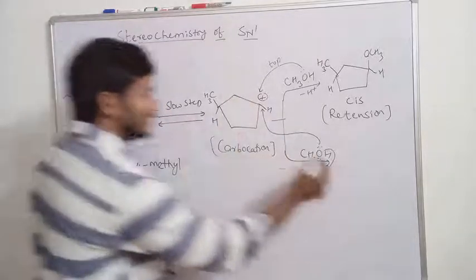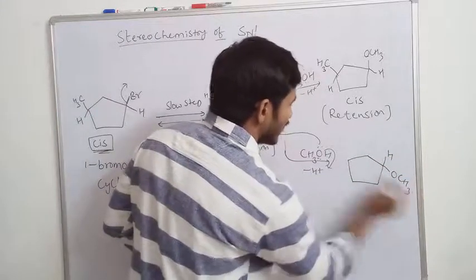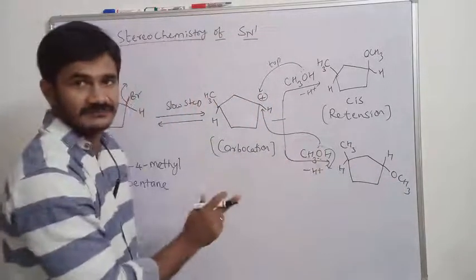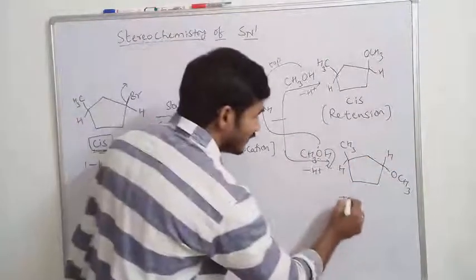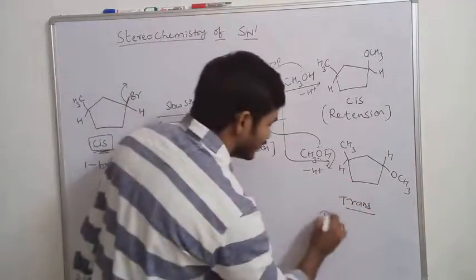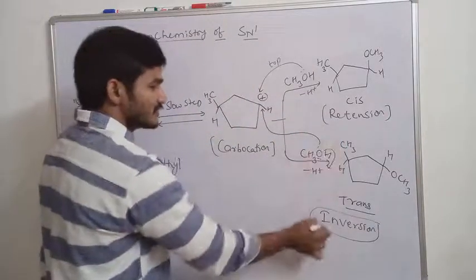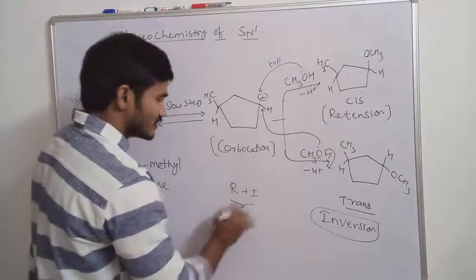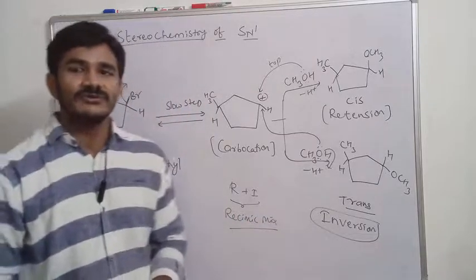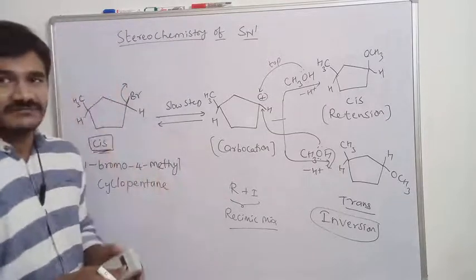Now if it attacks from the back side, what do we get as the product in this case? HOCH3, and this is CH3 and H. If you observe, these two, CH3 and OCH3, are on opposite sides, and the H and H are on opposite sides. This is said to be trans, and it is completely opposite of the reactant configuration. So it is said to be inversion configuration. These retention and inversion products together form racemic mixtures. Racemic mixtures are said to be optically inactive because the net rotation becomes 0. Okay, this is the complete stereochemistry of the molecule.